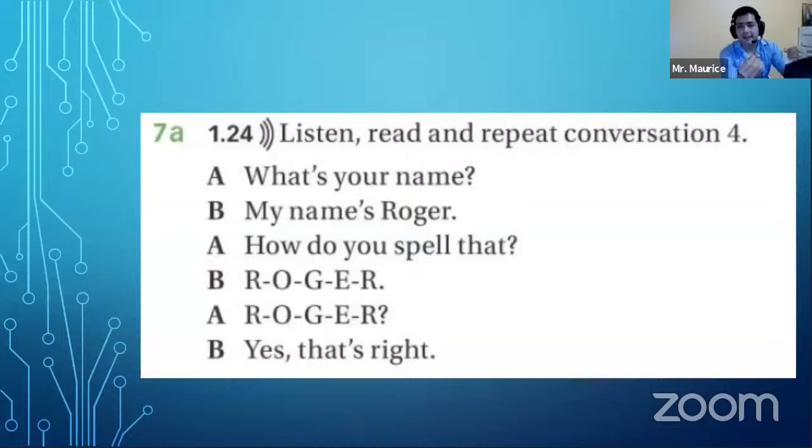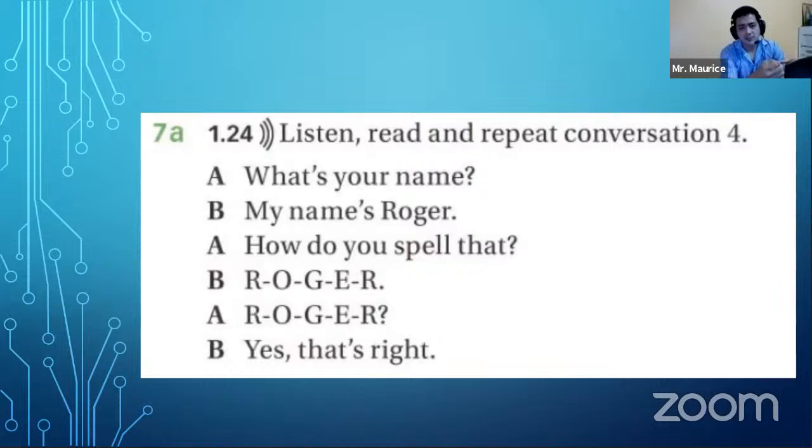What's your name? My name's Roger. How do you spell that? R-O-G-E-R. R-O-G-E-R? Yes, that's right. Roger.